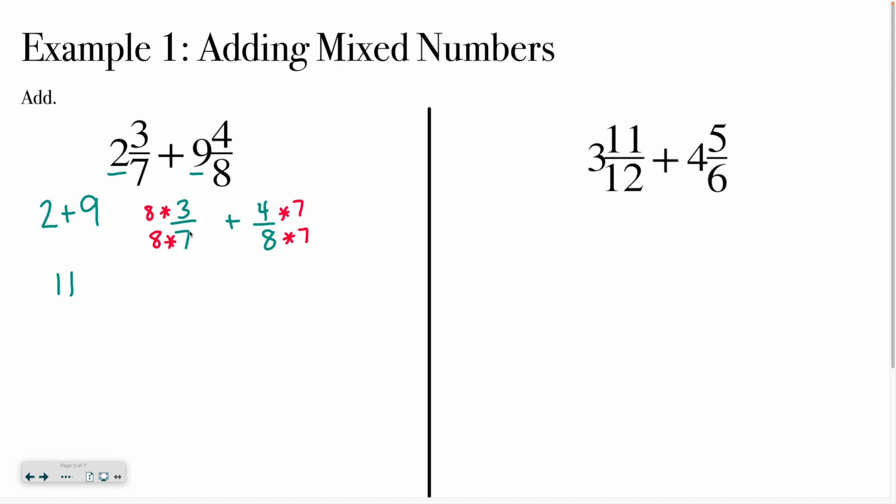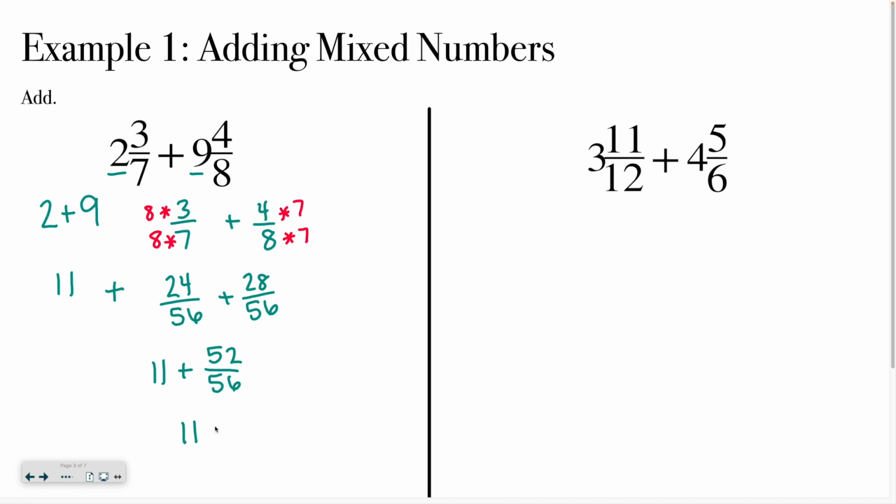Okay, so I multiplied that first fraction by 8 because that's my opposite denominator right there. And then I multiplied the second fraction by 7 because it's my opposite denominator right there. Okay, so 8 times 3 on the top is going to give me 24/56. And then 4 times 7 on the top is going to give me 28/56. Okay, so I have 11 plus 24/56 plus 28/56. So if I were to combine those fractions, 24 plus 28 is going to be 52/56.